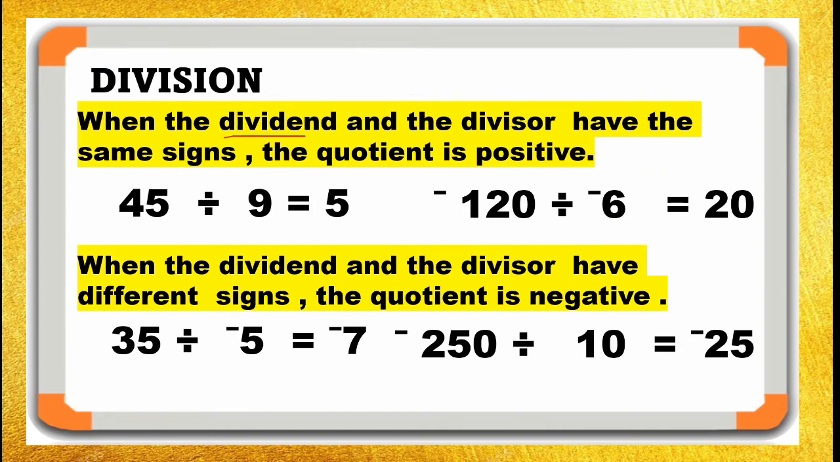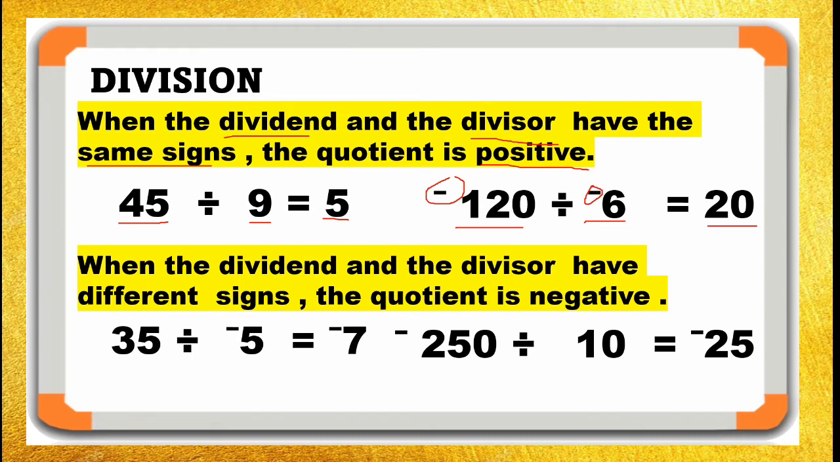Now let's go to division. When the dividend and the divisor have the same signs, the quotient is positive. So let us take a look at this example. 45 divided by 9, the answer is 5, because they are all positive. So how about this one? 120 divided by 6, the answer is positive 20. Why? Because they have the same sign.